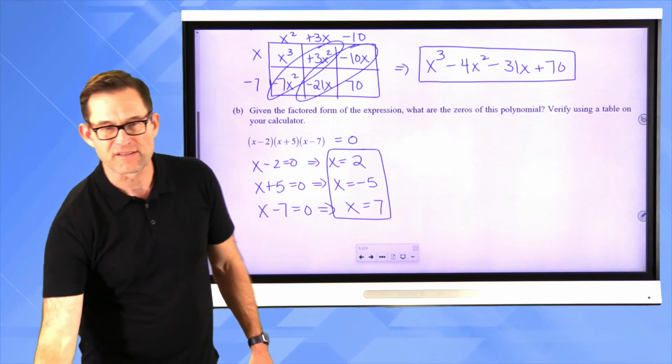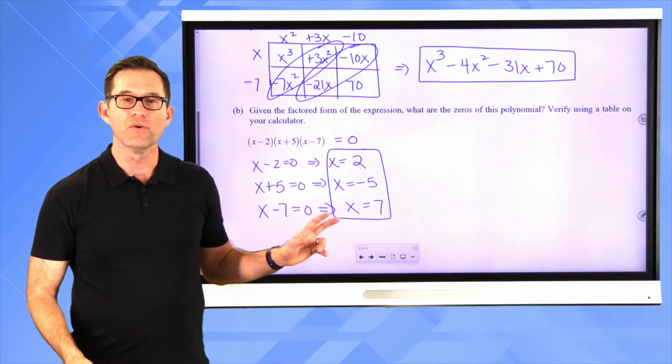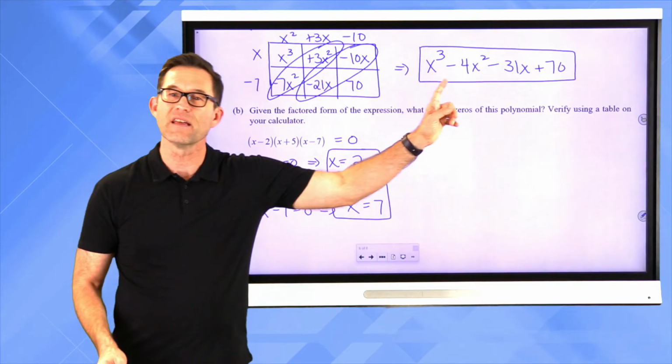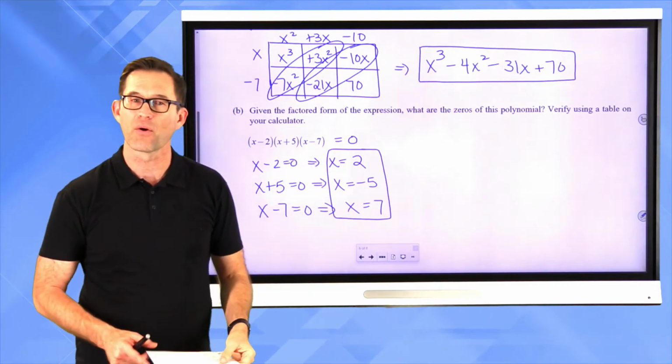Now, one of the cool things is I can actually use these zeros to check to see if I multiplied that thing out correctly.